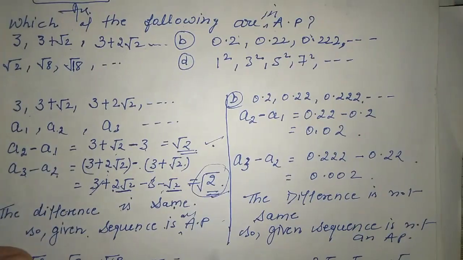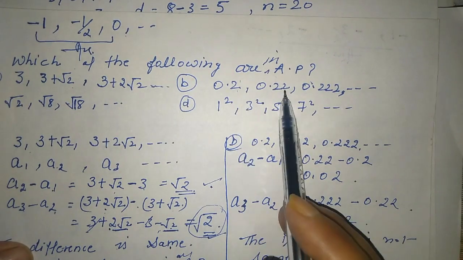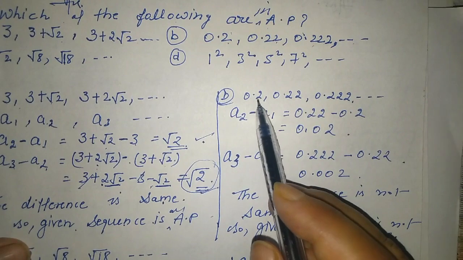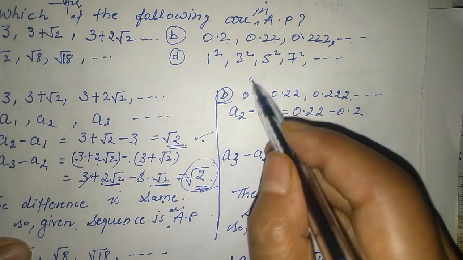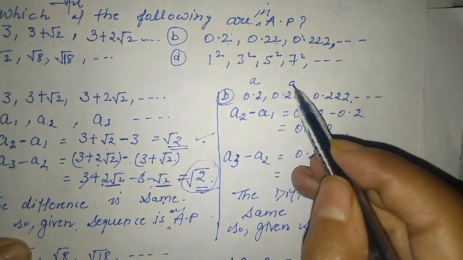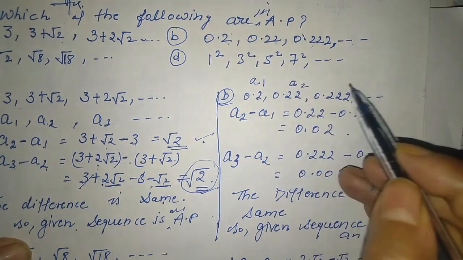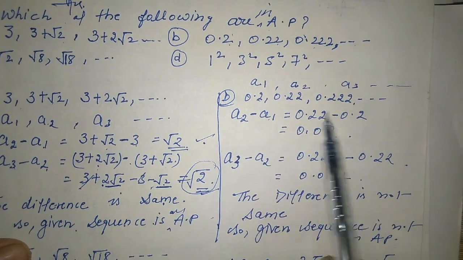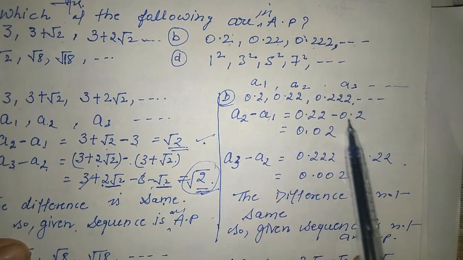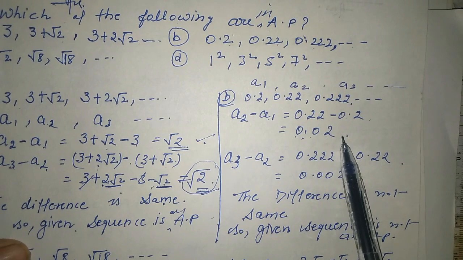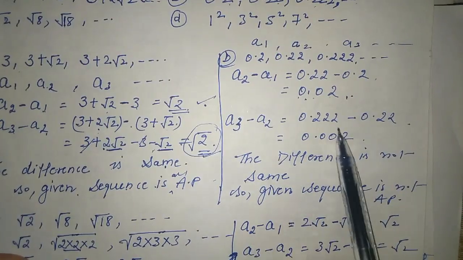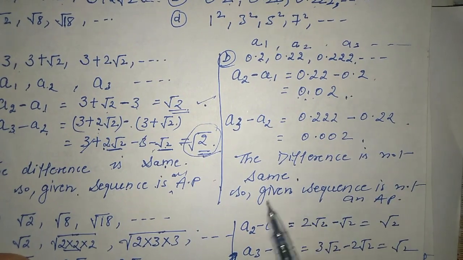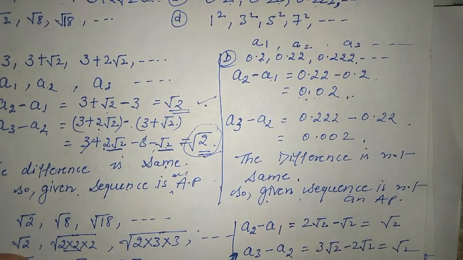Okay. Now the another example: 0.2, 0.22, 0.222 and so on. So similarly we can do this. This is the first term. So suppose this is A1, A2, A3 and so on like this. So we are having A2 minus A1, second term 0.22 minus 0.2. When we subtract, we get 0.02. When we subtract A3 minus A2, we get 0.002. So we can see the difference is not same. So given sequence is not an AP.